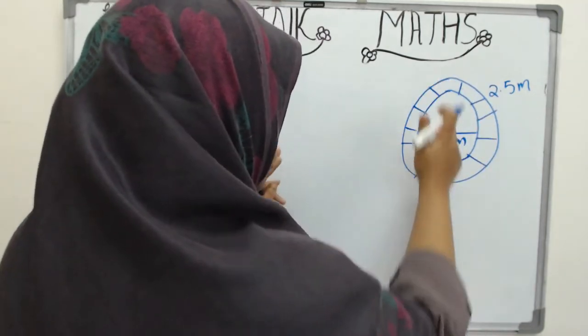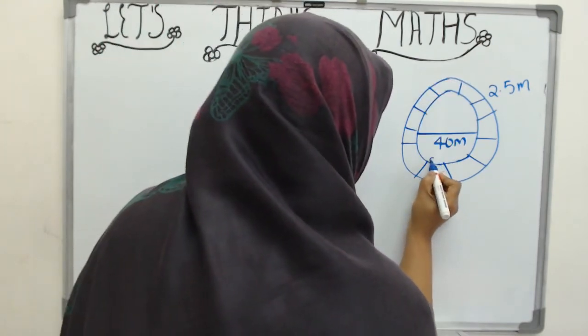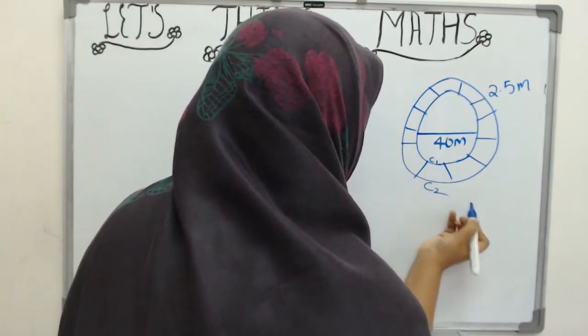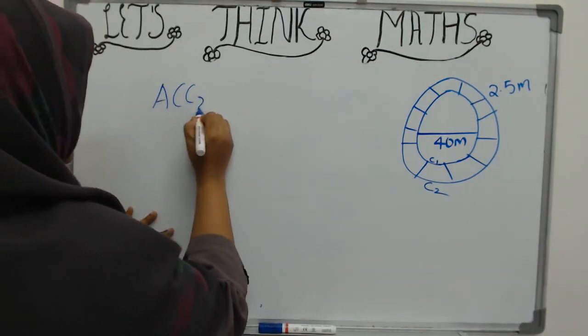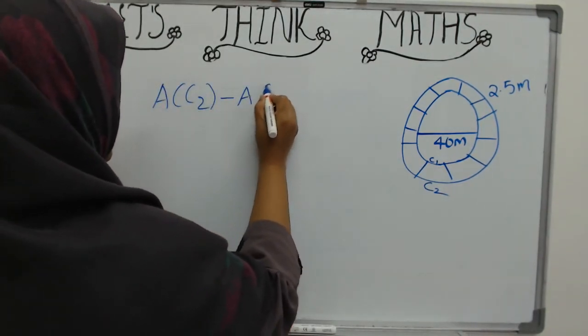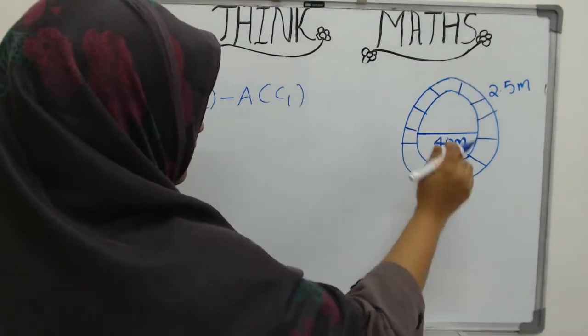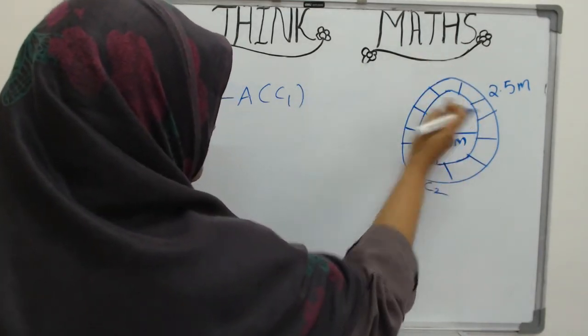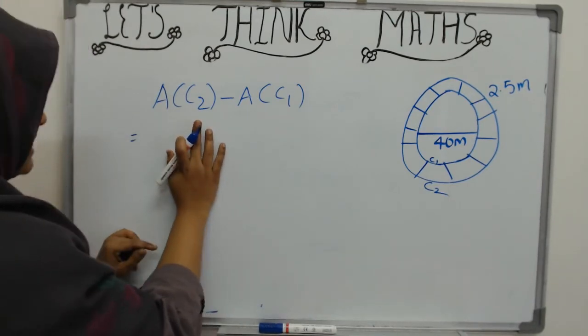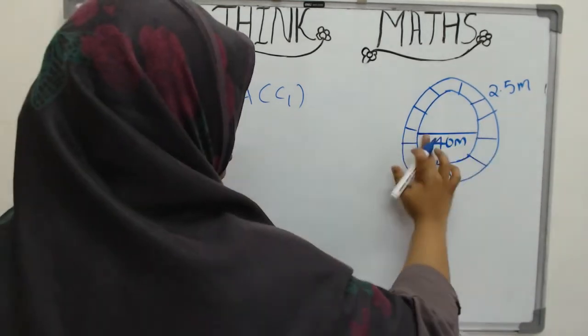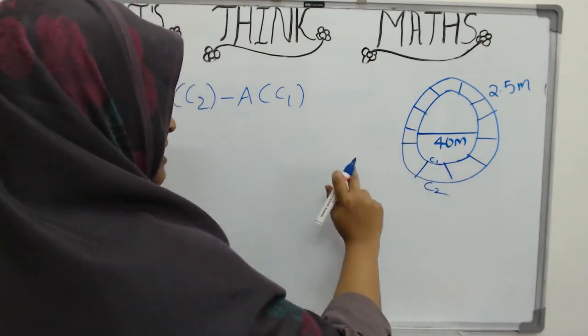So there are two circles, right? So let this be the first circle and let this be the second circle. So the area of the second circle minus area of the first circle is what we want. This much and then remove this part from here. Now what is the area of the second circle? Only the first you know to be 40. What about the second one?